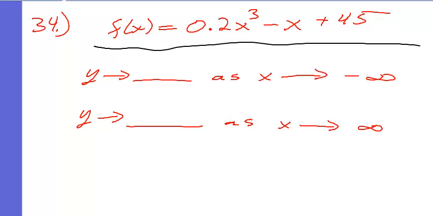So that means that the ends are pointing in opposite directions, which means one will point up and one will point down. We're either up in the first, down in the third, or up in the second, down in the fourth. We need to figure out which. The number that determines which way we're pointing is the A. So what is my lead coefficient up here? Is it positive or negative? Positive.